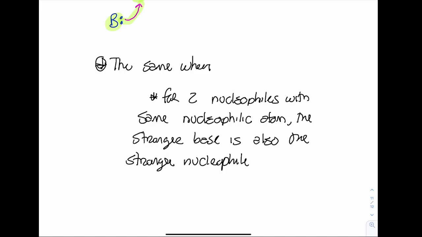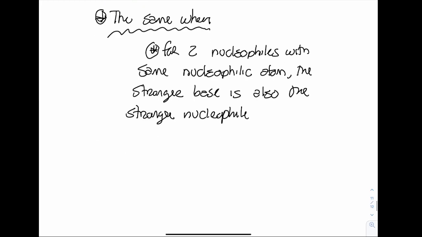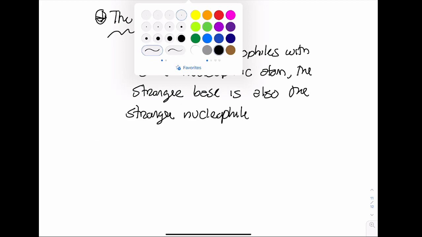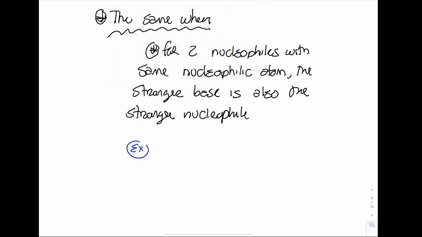So again, we're talking about situations where I can't really differentiate. If I say which one's the better nucleophile, which one's the better base, it's the same answer for both of those. So the better nucleophile is the better base if I have the same nucleophilic atom. An example of that, if I was to compare hydroxide ions, my nucleophilic atom in this case is my oxygen. It's the one with the lone pairs that it can donate. And I was to compare that to acetate.